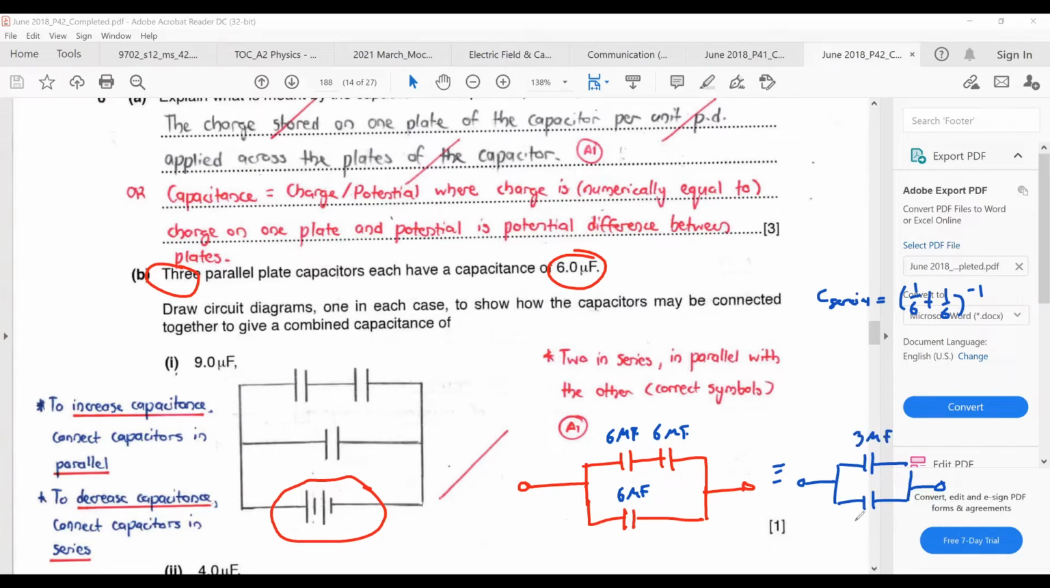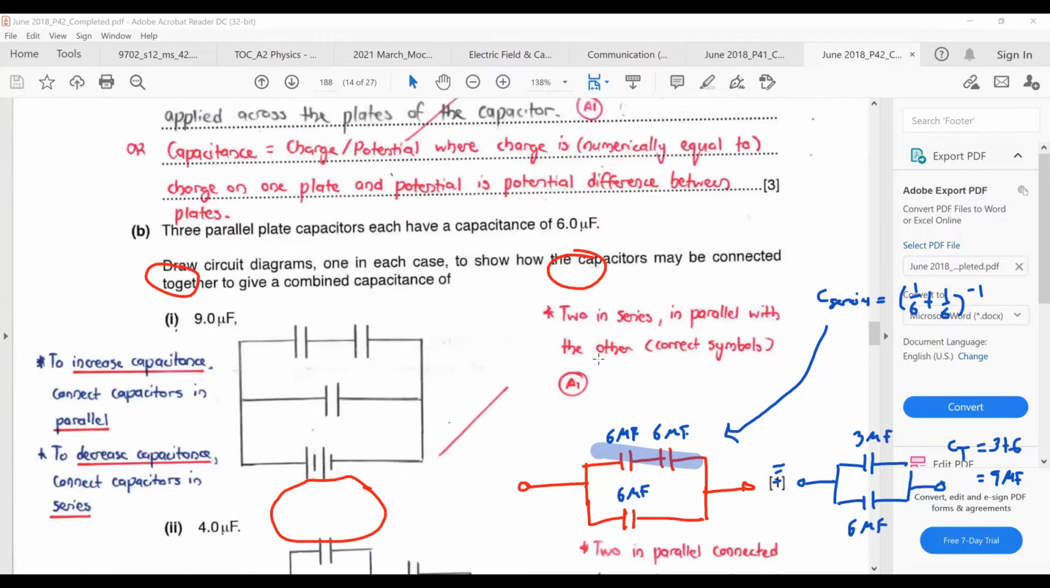Okay, this one 3 microfarad, this one 6 microfarad. Now, this one you want to add up together. This one is capacitors in parallel, so how you will add it up is like resistors in series, where you can just add them up together. So here, your C total is actually just 3 plus 6, giving you 9 microfarad. This part here is for this one. So this can simplify to this, can simplify to this. So you get 9 microfarad.